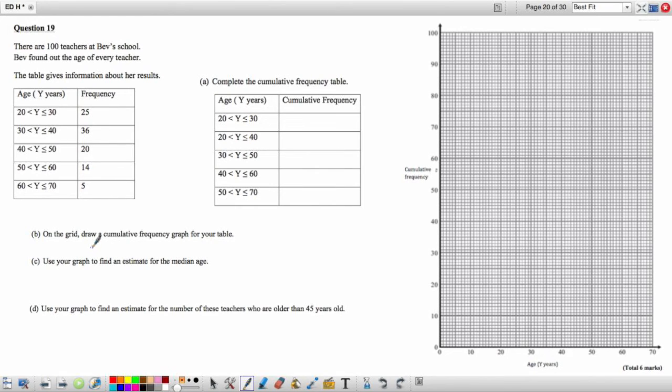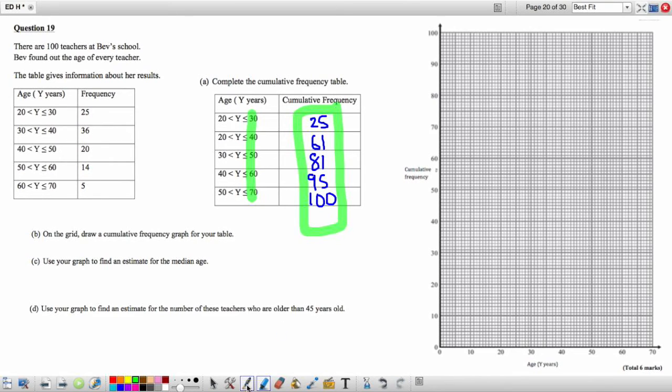Question 19. There are 100 teachers at Bev's school. Bev found out the age of every teacher. Here is the table of results. We need to calculate the cumulative frequency. The first row will be the same here. 20 to 30 will give us 25. 25 add our 36 gives us 61. Add our 20, 81. Add 14, 95. Add 5, 100.